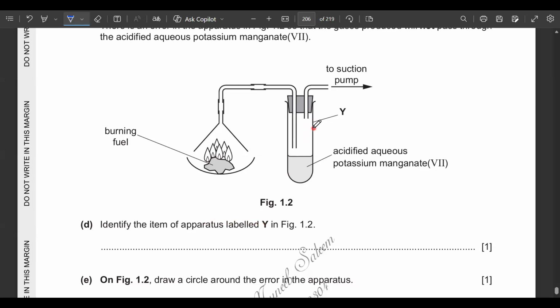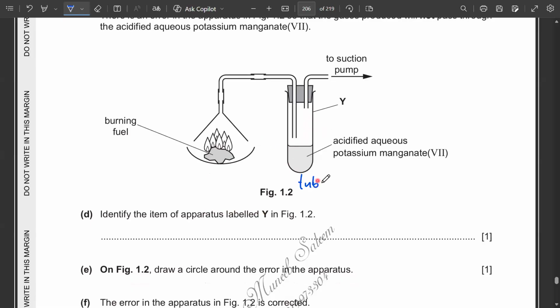So although it's a tube, because we are applying a temperature here, if a heat source is being applied, always remember that we must be using the boiling tube in this kind of experiment. So this is a boiling tube.